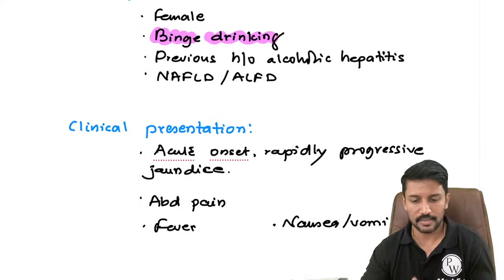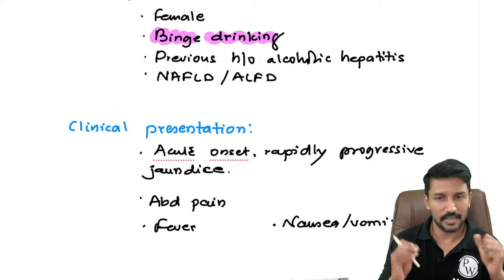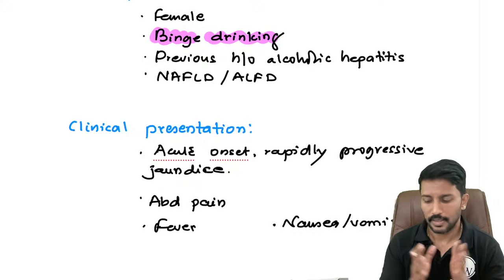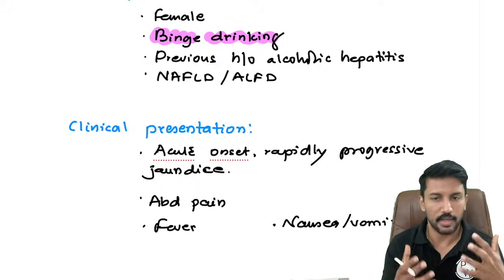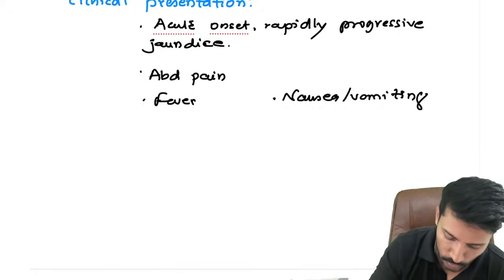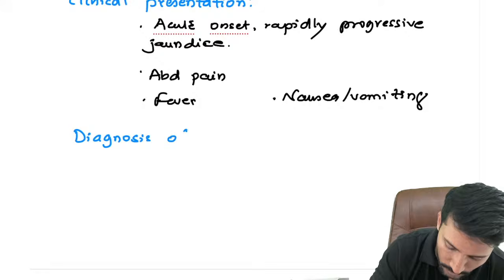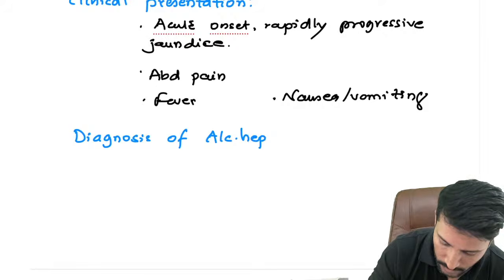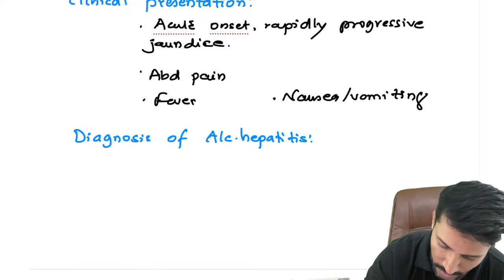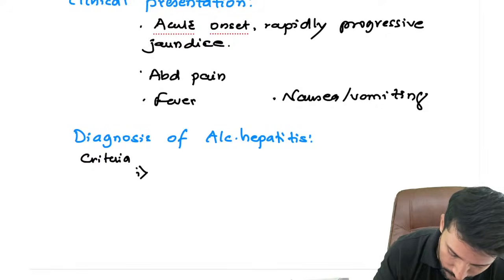So if someone comes and says, sir, I was continuously in abstinence for many days, then suddenly I drank a lot of alcohol and after that I started developing jaundice, abdominal pain, fever and these symptoms. I've come to you, now help me, right? So from there you have to take it to the diagnosis. So how will I make the diagnosis of alcoholic hepatitis?